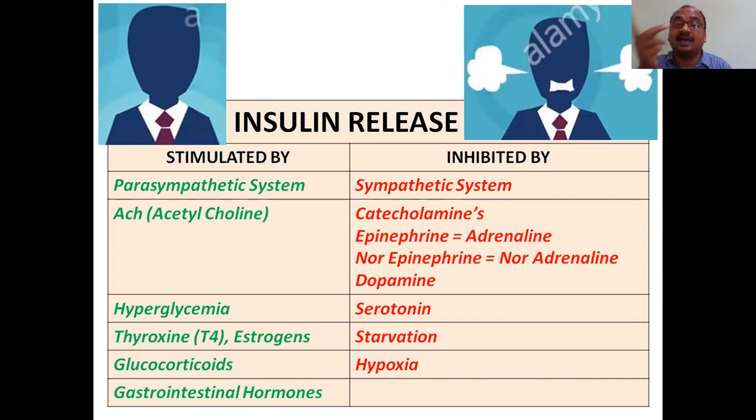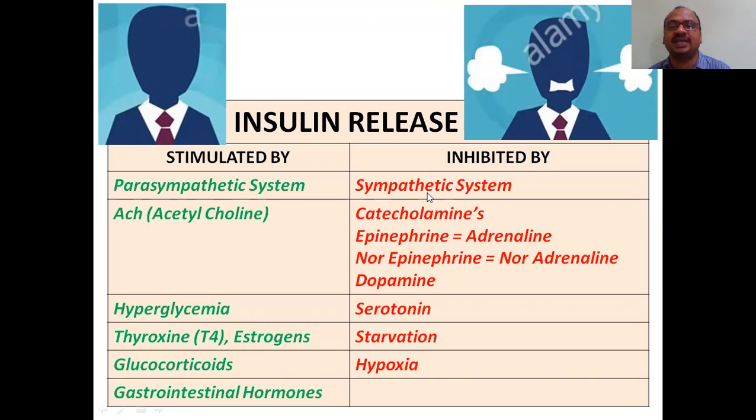Whereas in the sympathetic system, insulin release will be inhibited. That's why anger is your enemy. Don't get much angry. If you are getting angry, your insulin levels will decrease, and you have to take insulin from outside. That's why don't get angry. Be cool, cool, cool. Always be in the parasympathetic system, right? It will be inhibited by the angriness.